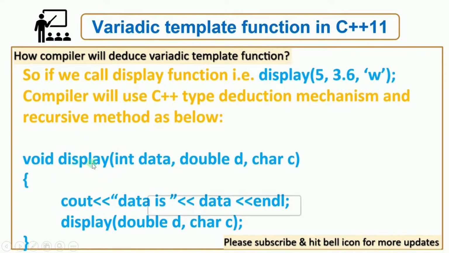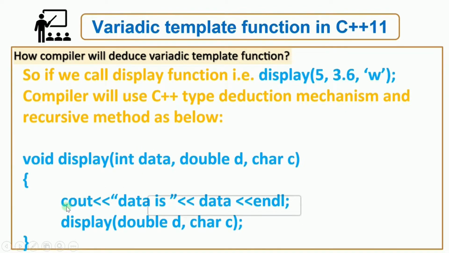Internally, it will create a display function. You are calling the display function passing 3 arguments, in this manner: integer data, because 5 is of integer data type; 3.6 is double, therefore double D; and W is a character, therefore char C. So the compiler will internally do all these things.